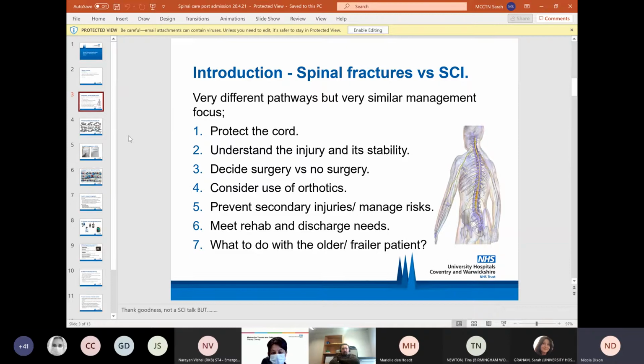So we're looking firstly to protect the cord. First and foremost, that's what we want to do. We're protecting it either from further damage or from new damage. Understand the injury and its stability, decide surgery versus no surgery, consider the use of orthotics, prevent secondary injuries and manage risk, meet the patient's rehab and discharge needs, and then the big question, what to do with the older or frailer patient.